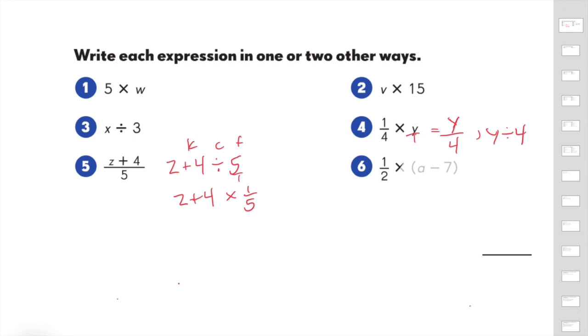Number 6, 1/2 times a minus 7. So again, this is like taking half of a minus 7. So the first thing we want to do is we put a minus 7 over 1, and then we could multiply. So 1 times a minus 7 is a minus 7, and 2 times 1 is 2. So we have a minus 7 over 2, or divided by 2, and that signals the other way we could write this, a minus 7 divided by 2.